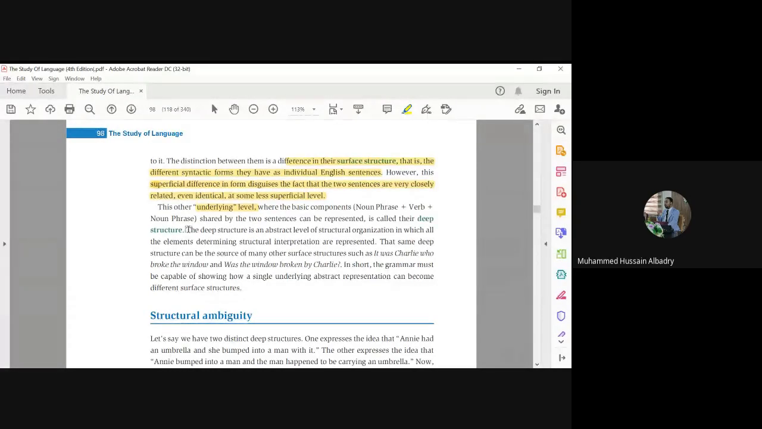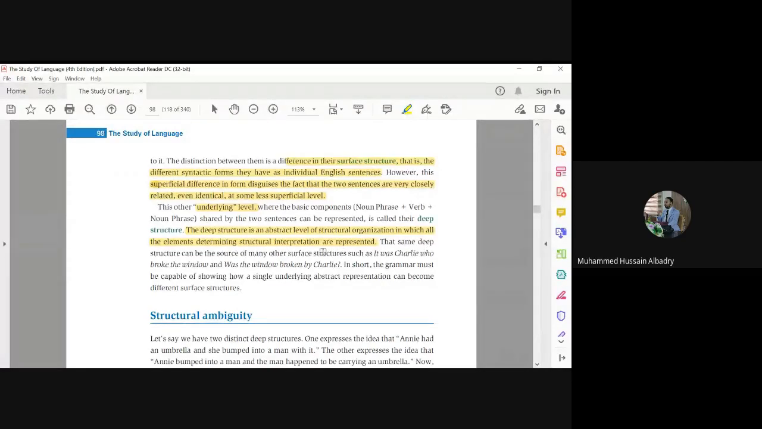Deep structure, what is it? It is an abstract level, something abstract inside the mind, of structural organization in which all the elements determining structural interpretation are represented. You see? So deep structure is something abstract, something in the mind, for the structural organization in which all the units of the sentence determining structural interpretation are represented. So deep structure is something related to the mind.